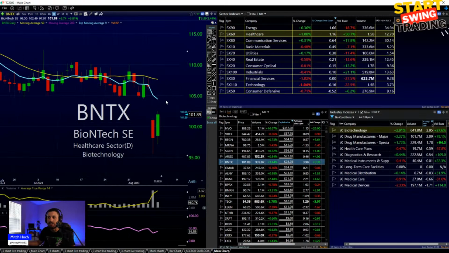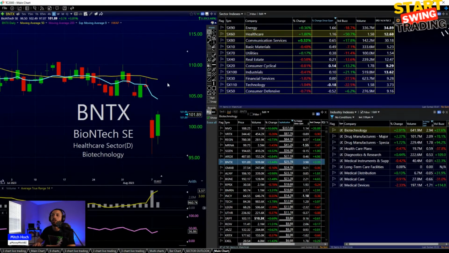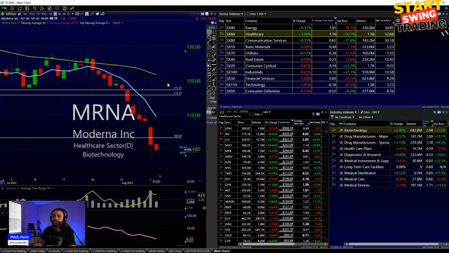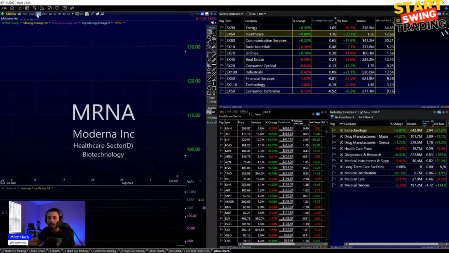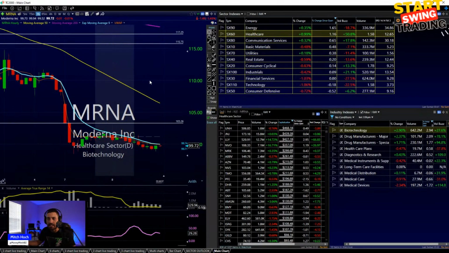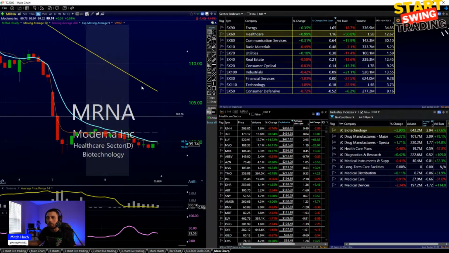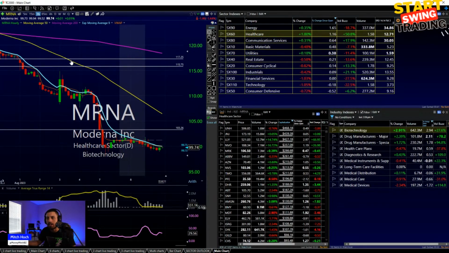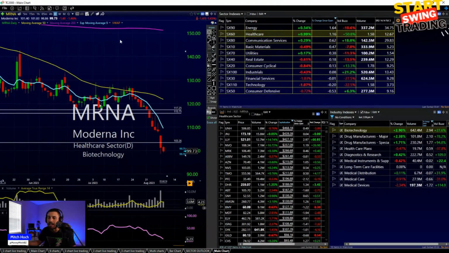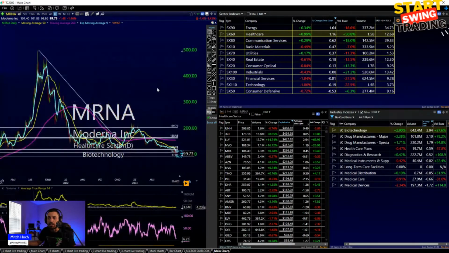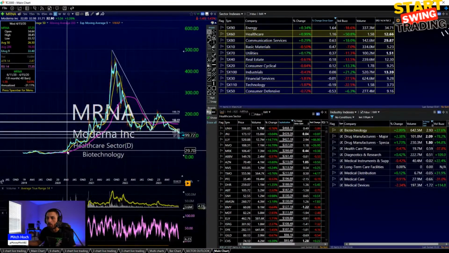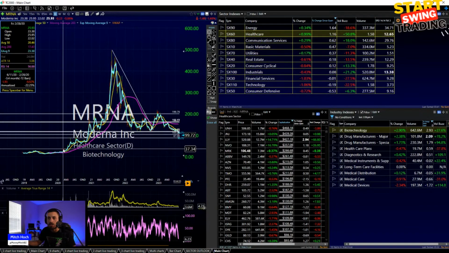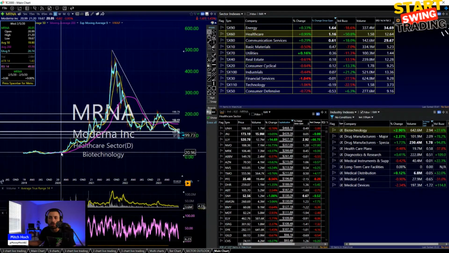BioNTech getting the lift right back up after Moderna also got smacked yesterday, but Moderna didn't get the bounce back today. BioNTech did, and that just goes to show you Moderna is just weak right now, and this is not a stock that I want by any means. This stock could easily be right back down where it was before the pandemic, and who knows, maybe Moderna is back down to 30s and even lower to the 20s.